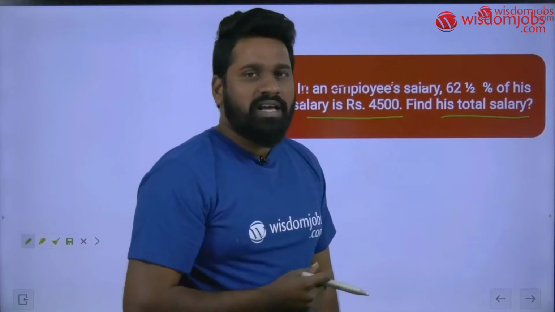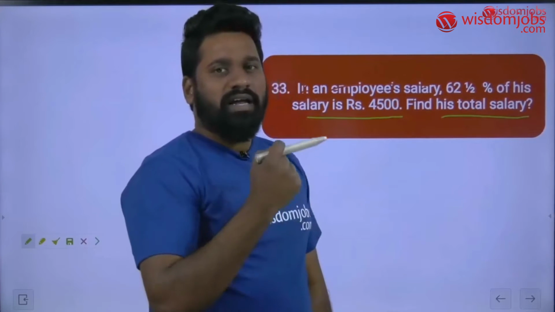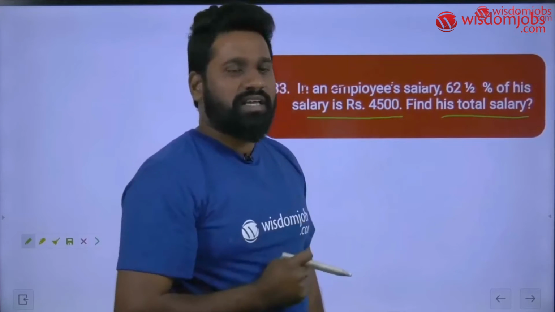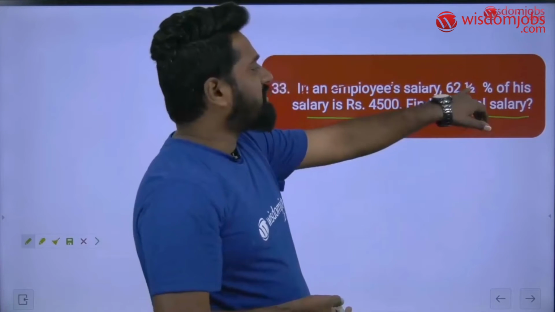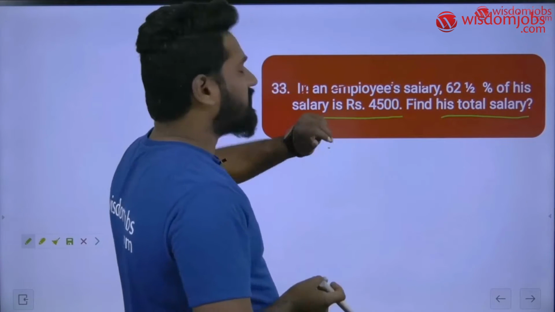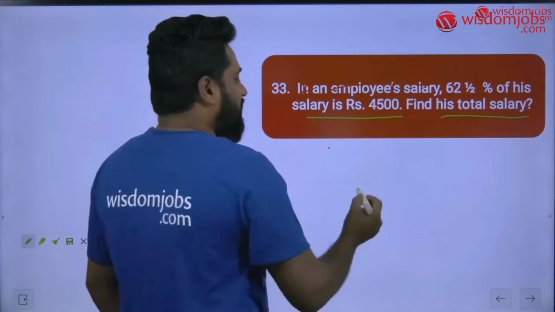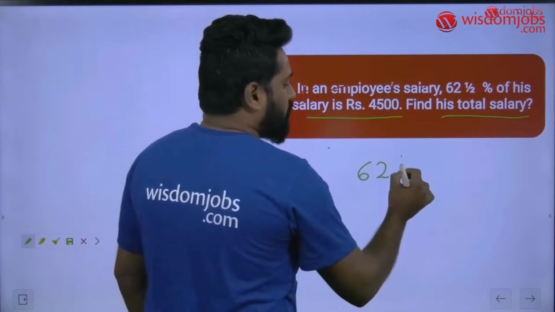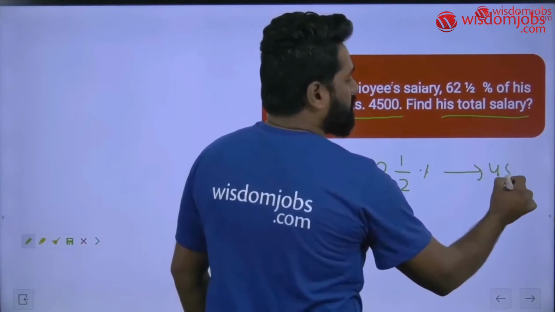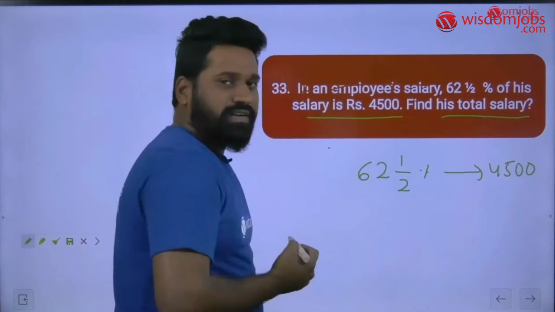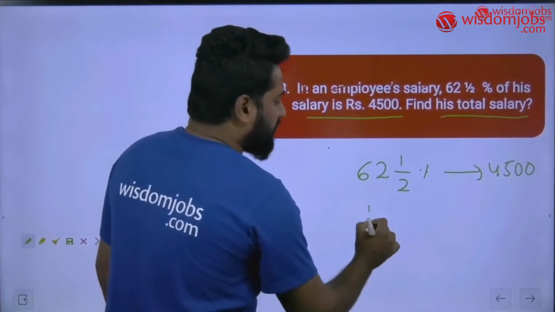Just now we discussed that either it is total or entire or initial thing, always we can find for 100%, right? Because already 62.5% is given as 4,500. So just I am writing that 62.5% which is given as 4,500. This is good. Now I am finding 100%.